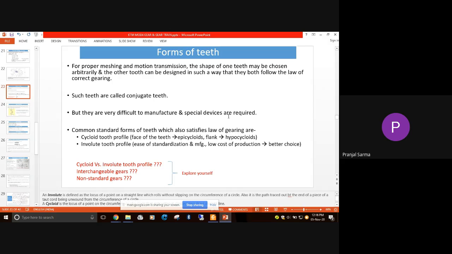So today we'll be discussing the forms of teeth in case of gears. From our previous knowledge, we already know about gears. Whenever we say that two gears are in mesh, suppose gear A being the driver and gear B being the driven gear.